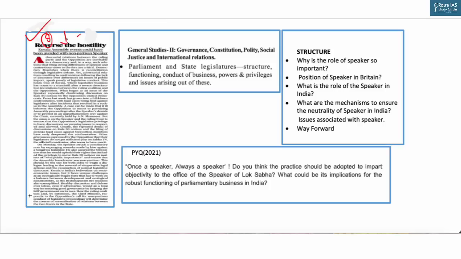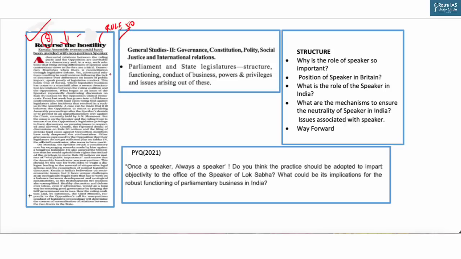And that is the context of this article, where legislative business has come to a standstill after a severe deterioration in relations between the ruling coalition and the opposition. And what began as an issue of the Speaker repeatedly disallowing discussion on Rule 50 notices by the opposition United Democratic Front last week has grown into a full-blown confrontation, with legal cases being filed against legislators after an incident that resulted in a ruckus in the assembly.